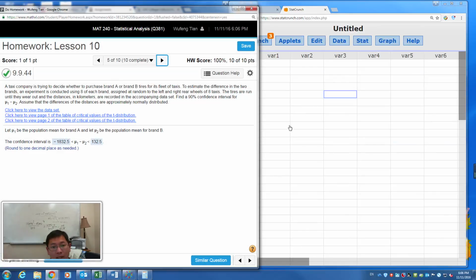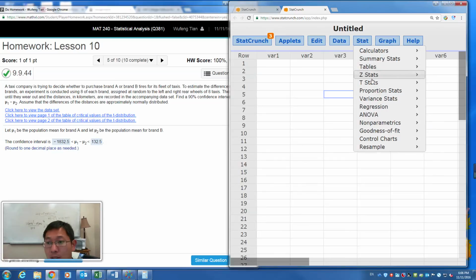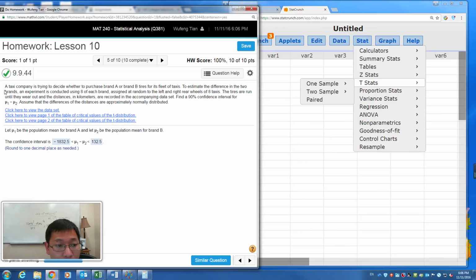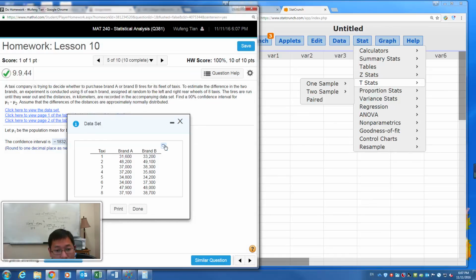This one I want to introduce a little bit, because you're going to conduct different statistics. We read the problem. It says brand A and brand B. To estimate the difference between the two brands, an experiment is conducted in each brand: tires are assigned at random to the left and right rear axles. The tires run until they wear out, and the distance is recorded to find the difference, mu1 minus mu2. Assume the difference of the distance is approximately normally distributed. So basically, first we don't have all of the data, so we have to copy this.